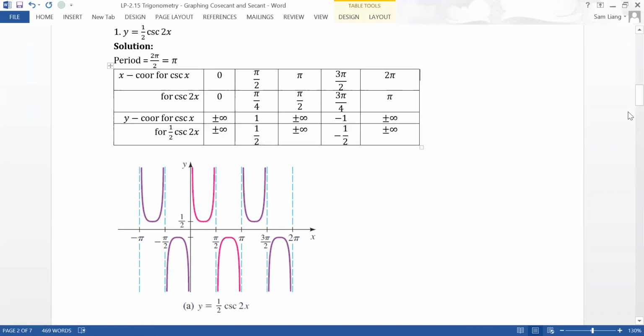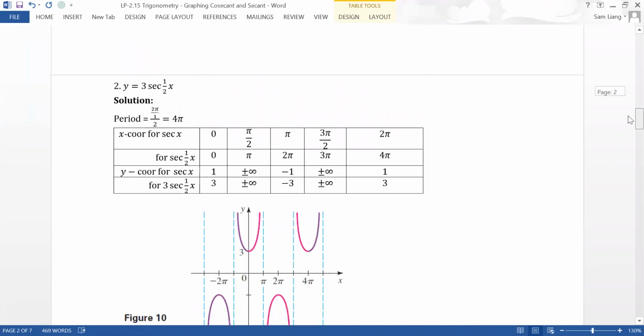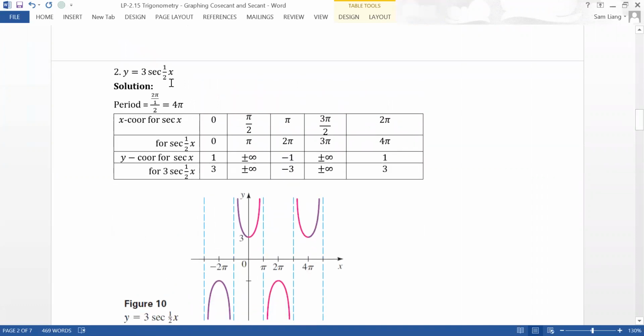The second classwork question was 3 secant 1/2 x equals y. Here the period is going to be 2 pi divided by 1/2, so that'll be 4 pi. Here are the x coordinates for secant. In the next row, we change the coordinates. So we divide by 1/2, or another way to say that is multiply by 2. So 0, pi, 2 pi, 3 pi, 4 pi. These are the y coordinates for secant: 1, plus or minus infinity, -1, plus or minus infinity, 1.